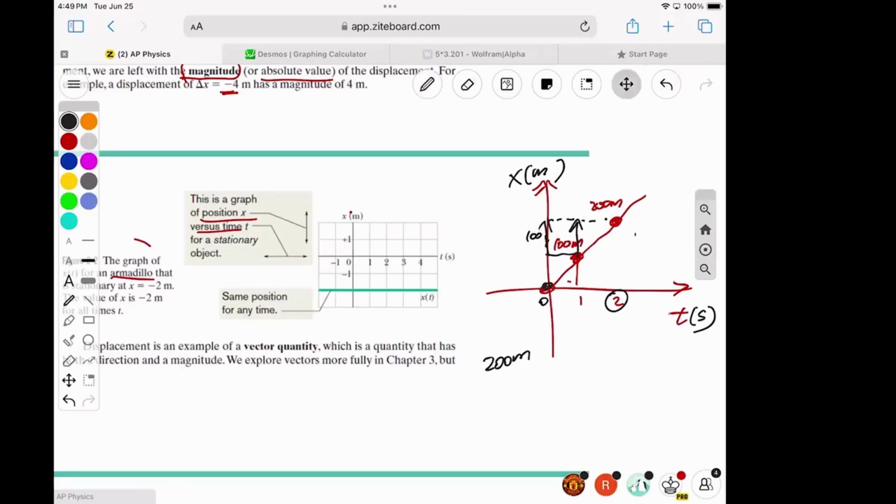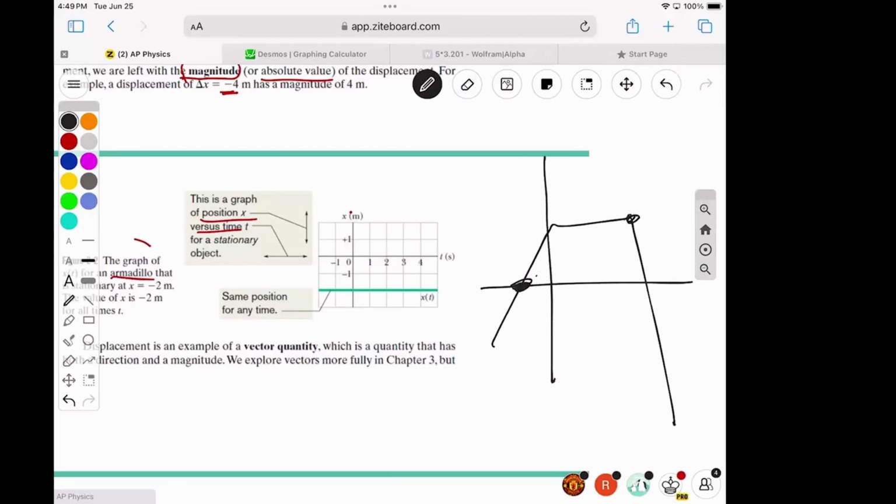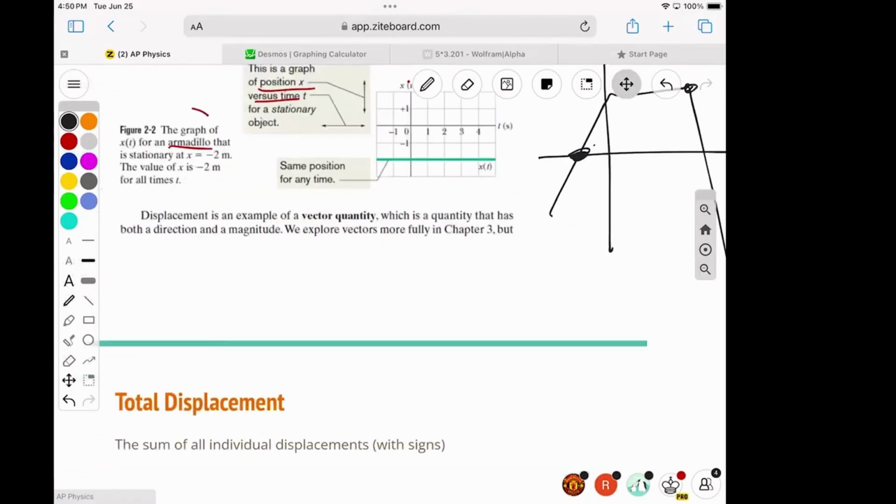So that's how you would get displacement on the position-time graph. You literally calculate the y difference between any 2 points. Even later on, if you're given more complex graphs, like for example this one, if I'm interested in the displacement between this point and this point, all you need to do is look at the y values. What is the difference between the y values? That's the displacement. Okay, all right.